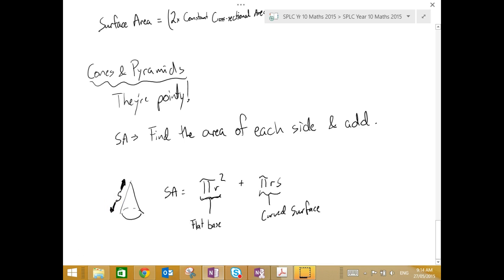If it rolls out, it becomes a sector. It's a sector of a circle. So to make a cone, you just fold the two edges of a sector of a circle together, and that then forms a cone. And s is the slant height, which is the radius of the bigger circle. That's interesting, I know.